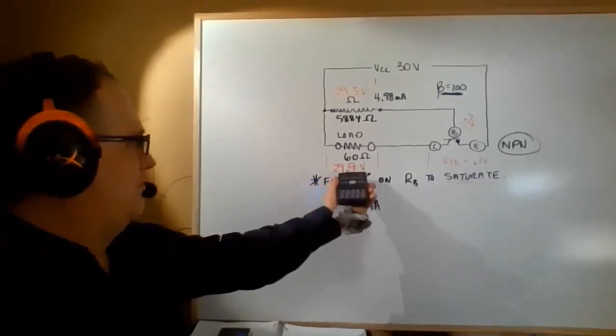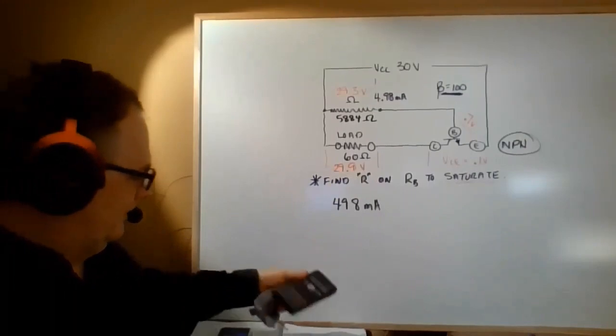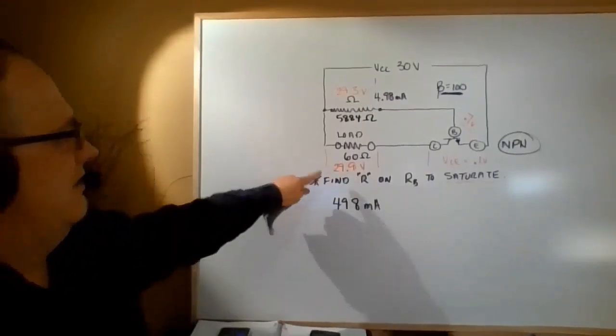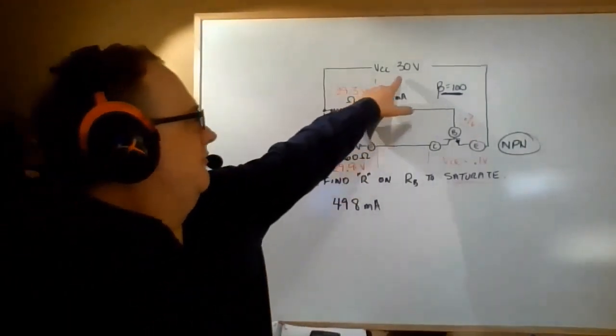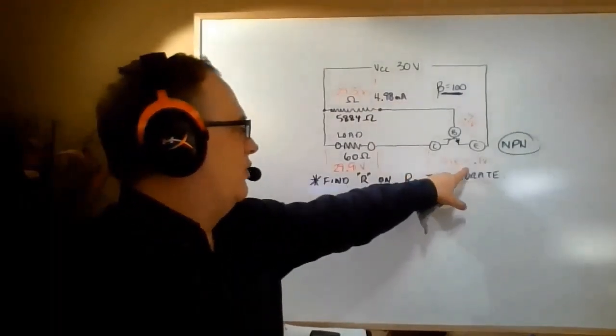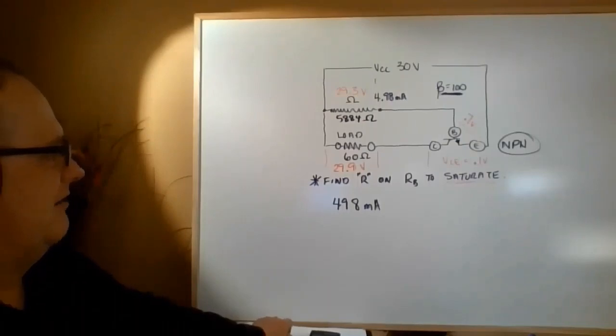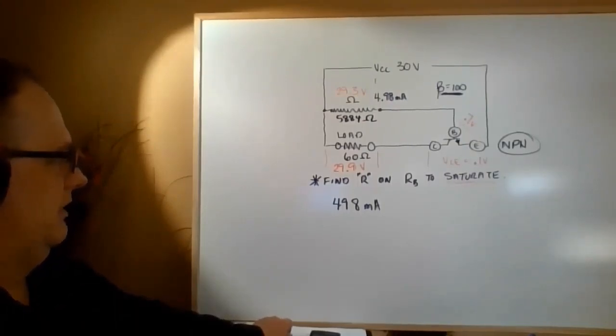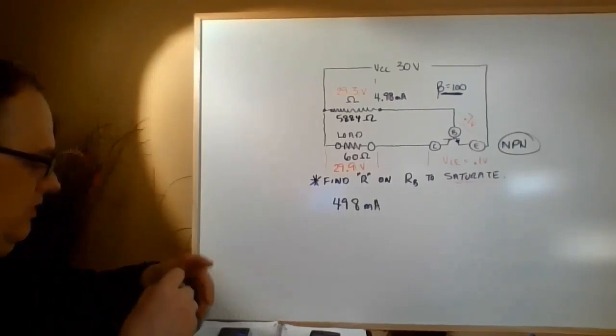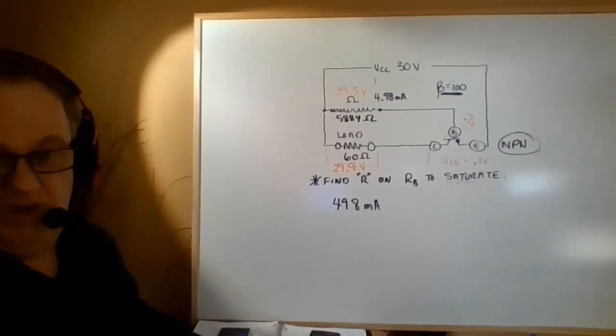It'll bring it up. 29.9 volts is the maximum voltage that the load can have. And why is that? Well, look at your source voltage and the fact that you're going to have a 0.1 volt drop on VCE, and you know that you're never going to have a load voltage higher than 29.9 volts. And so that's what we call the saturation point.